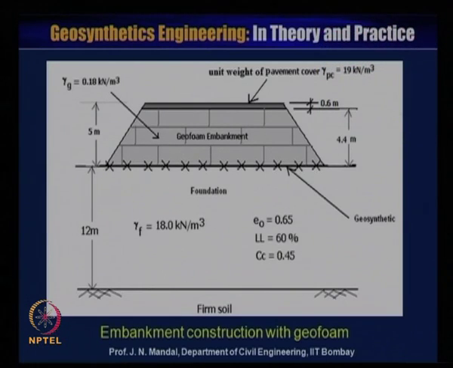Now, here I just wanted to point out that here is a unit weight of the pavement cover because its density is different. So, this is gamma Pc is equal to 19 kilonewton per meter cube, and this is the thickness. This pavement asphalt cover system is 0.6 meter, and this height is 4.4 meter. So, total will be equal to 5 meter.